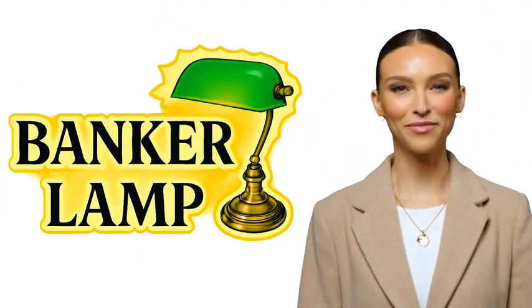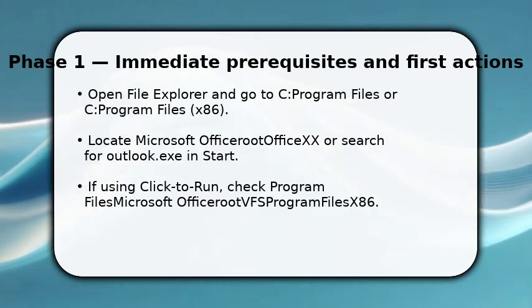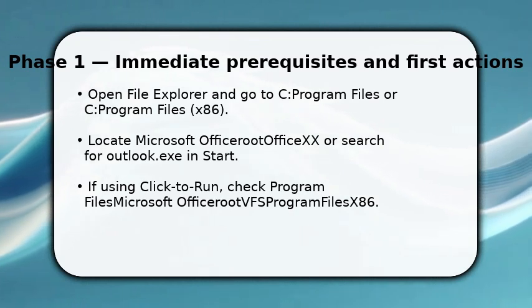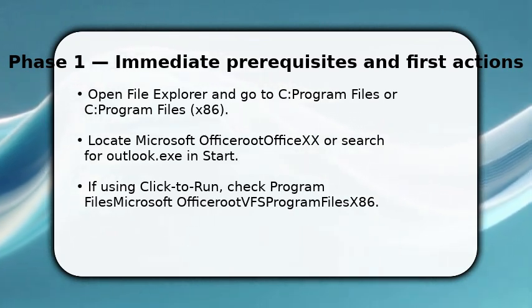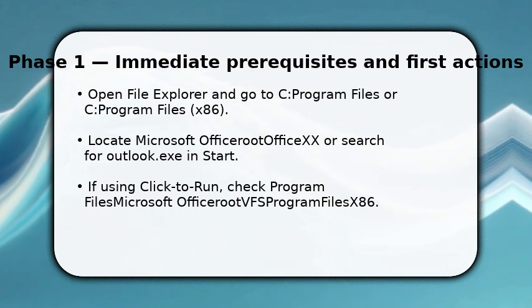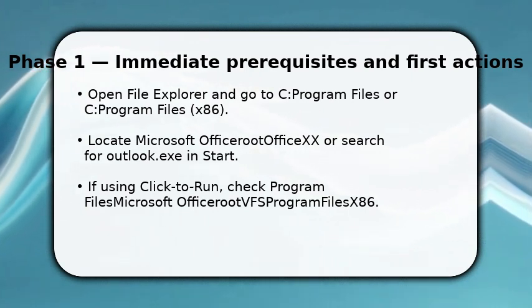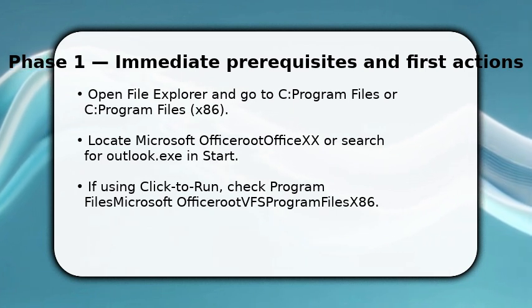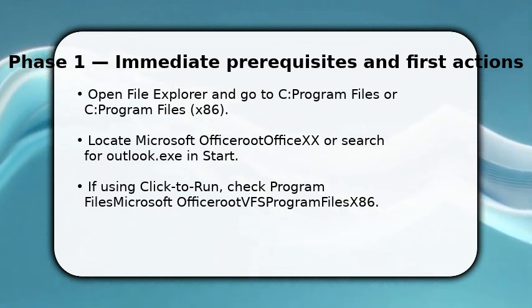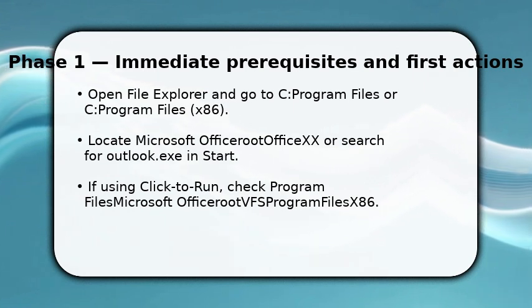Please enjoy the video. You start by locating the actual Outlook program file, not a store tile. Open File Explorer and navigate to C:\Program Files or C:\Program Files (x86). Once there, drill into Microsoft Office\root and the Office16 folder that contains Outlook.